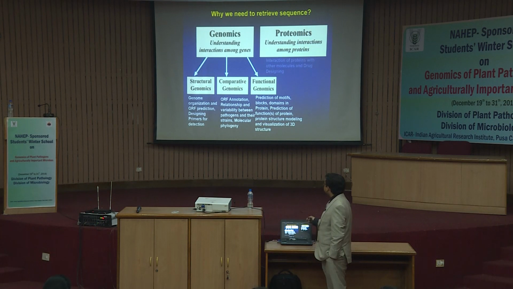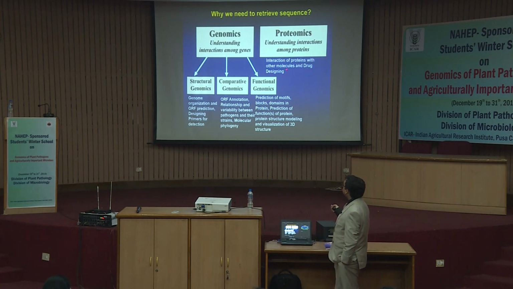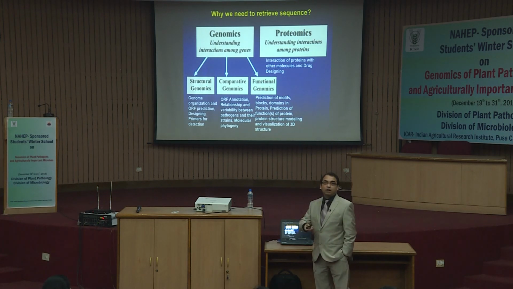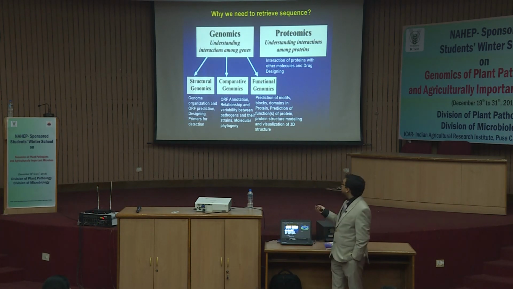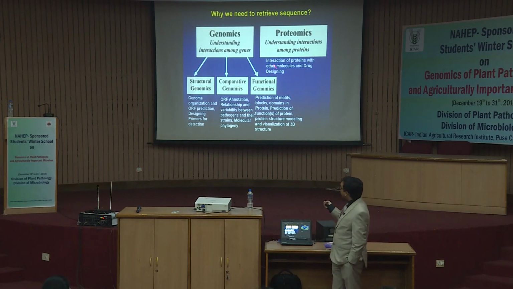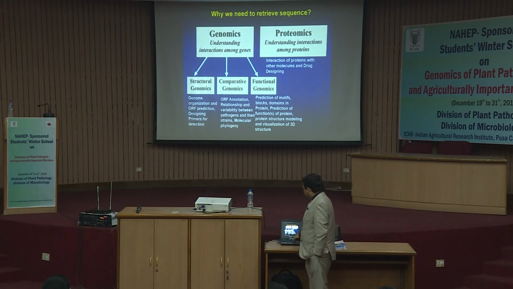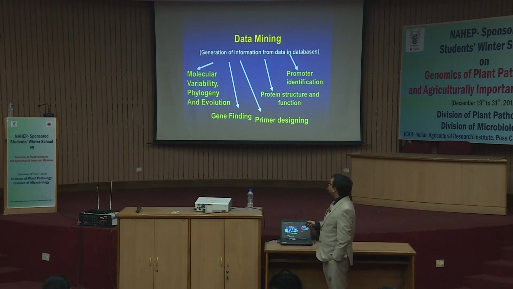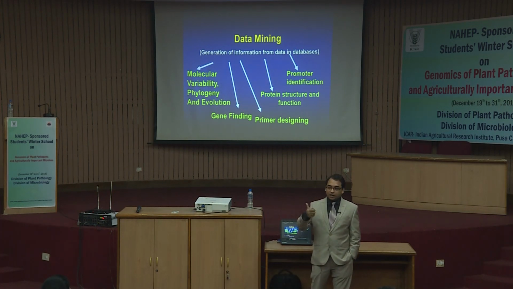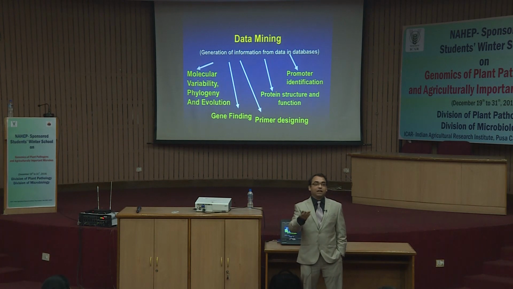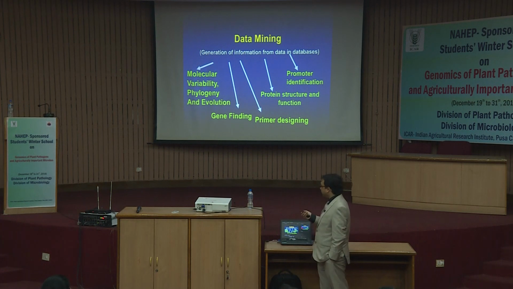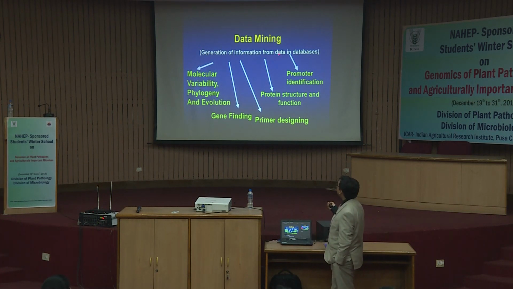And in proteomics, the interaction of the proteins with other molecules and drug designing. So, these are the different components related to plant pathogens and microorganisms, that is why we need to retrieve the sequence to analyze these things. To do that we need to do some data mining, again another term. Data retrieval means getting the information from the database, and the second thing is data mining. Data mining means generation of information from the data in the database.